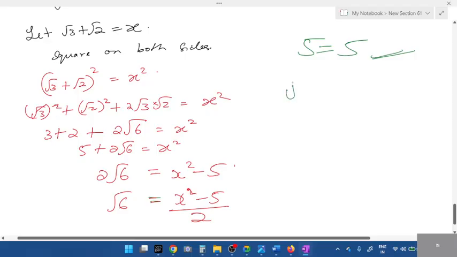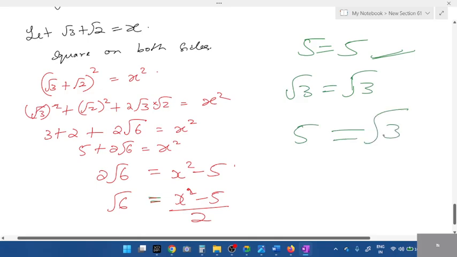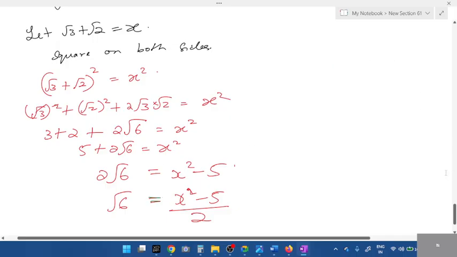So I write root 3 should be equal to root 3. If I write 5 is equal to root 3, are both the same? Equal or unequal, students? They are unequal. 5 is not equal to root 3. So we need to check. After this, we write the statement. Below this right statement, x square is a rational number.